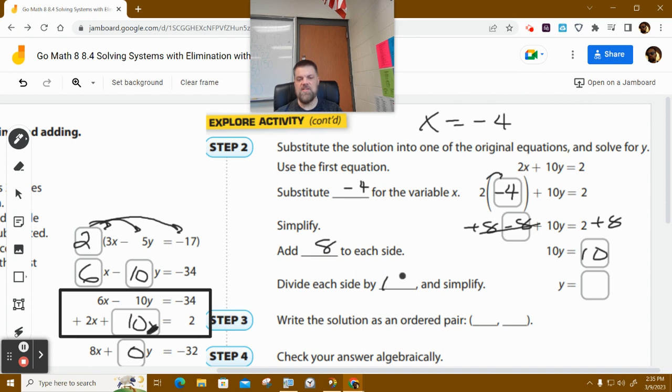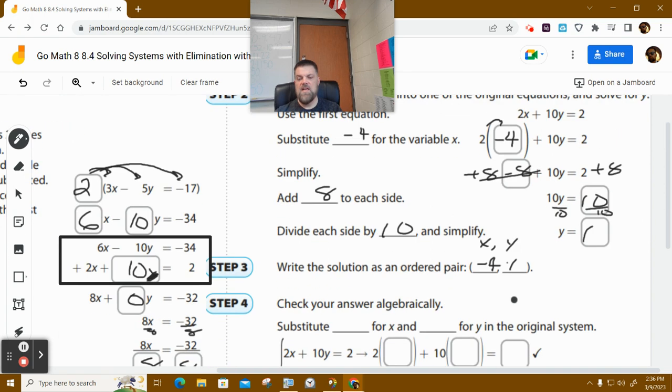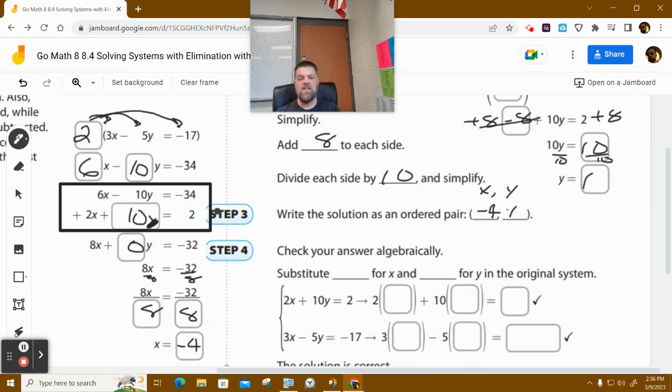10, yeah. Well, you guys aren't answering the question. It equals 10, but then we got to divide both sides by 10, right? And then 10 divided by 10 is 1. So that means that my solution is x, comma, y, or negative 4, comma, 1. And then to check our answer algebraically, what we're going to do is substitute in a negative 4 for x and a positive 1 for y on the original equation. In other words, 2x is going to be 2 times negative 4 plus 10y, plus 10 times 1. And we're going to see what that equals.